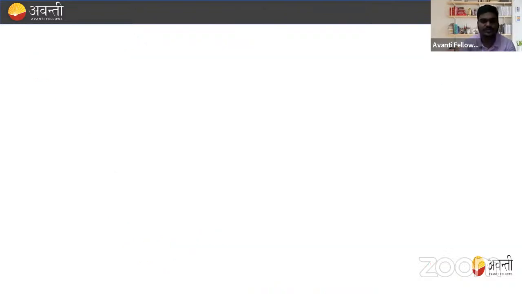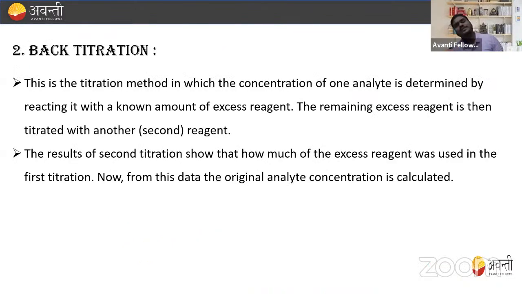Right? Good. Now, the second one is back titration. The first one is simple titration. Now we are going to discuss back titration. What is this back titration all about? So let's see what back titration is.